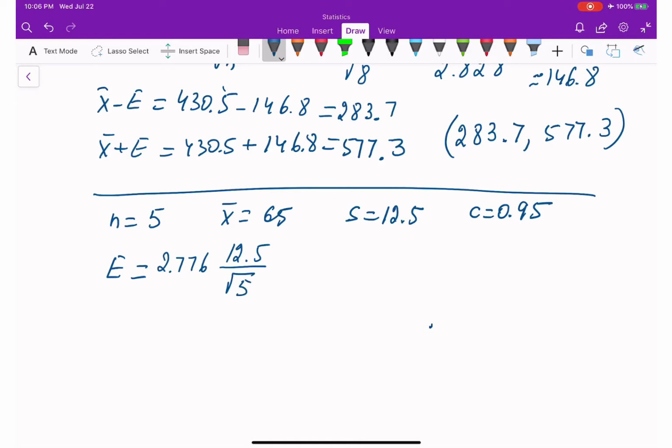So that's going to be 34.7 divided by 2.236067. All right, and if we divide, we are going to get 15.518.